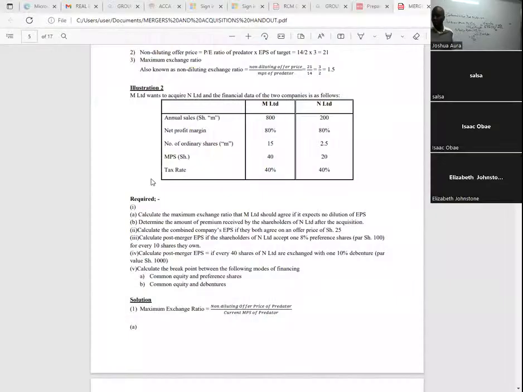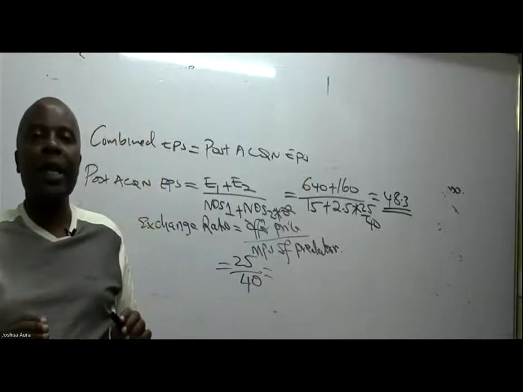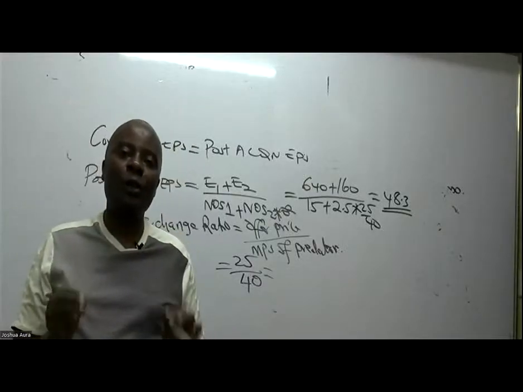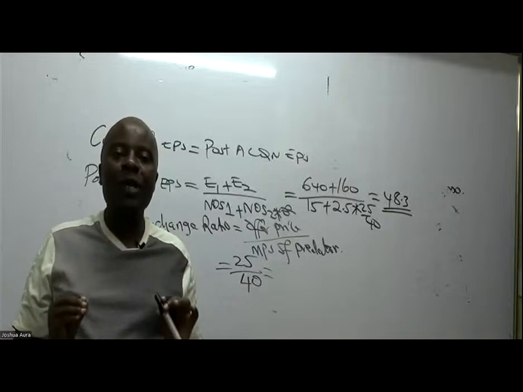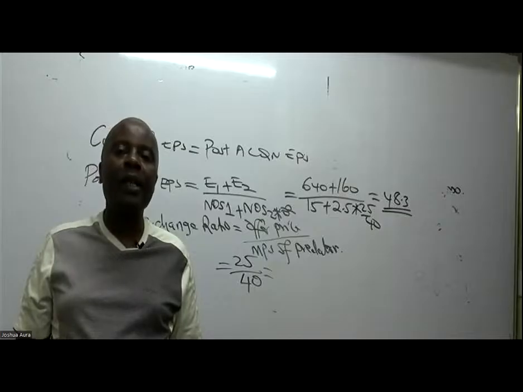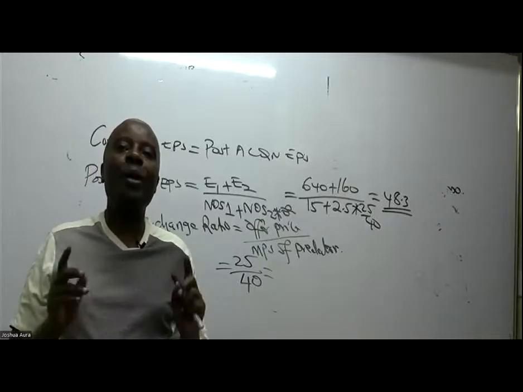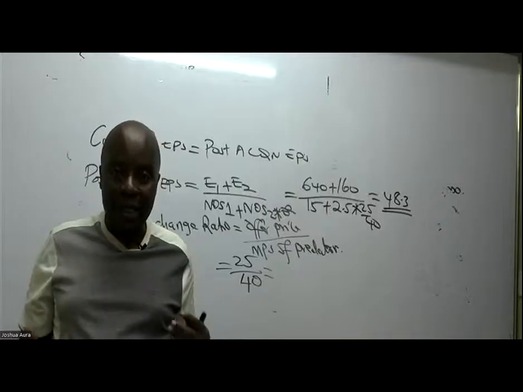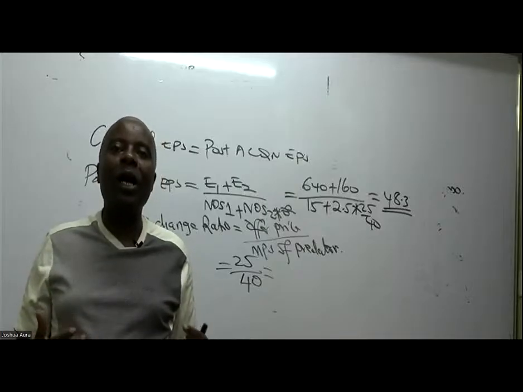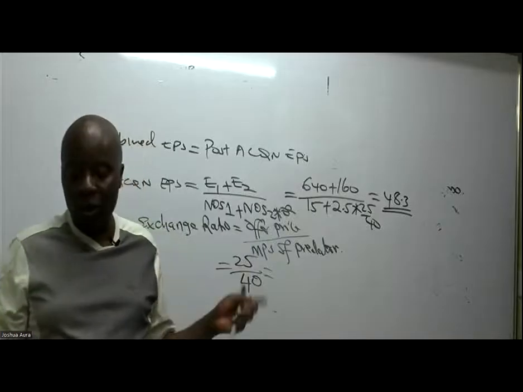Today, they would want me to calculate the post-merger EPS if the shareholders of N Limited accept a 1.8% preference shares whose par value is 100 for every 10 shares they own. Great. So I can see vividly that the preference share capital is being introduced. If preference share capital is introduced, we shall end up paying preference dividends. So now my formula of post-acquisition EPS will change slightly.